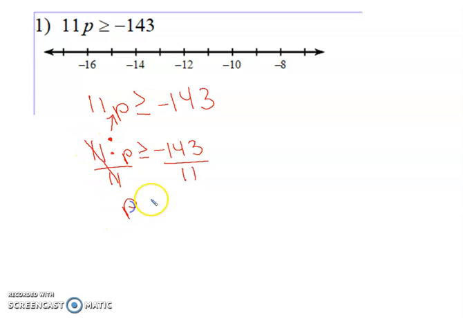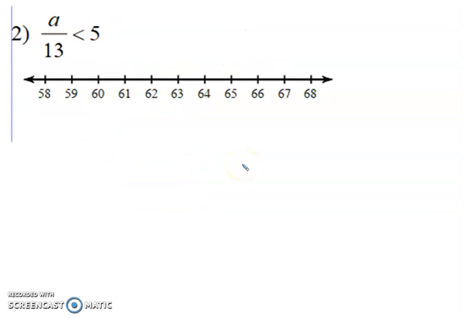Cancels out. So I have p is greater than or equal to negative, do it on your calculator. Everybody should do it. Negative 13. Okay? It is in an order I can graph it because I have variable, symbol, number. So is it open circle or closed circle? Closed. And am I going left or right? Right. Okay? That's number 1. Very similar to what we did yesterday. It's just now we're talking multiply.